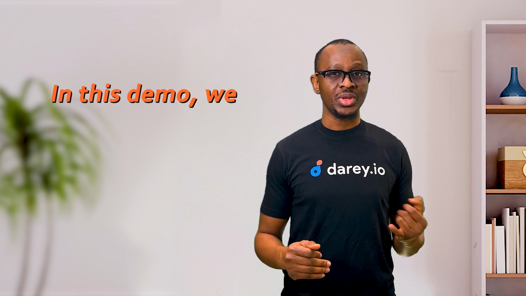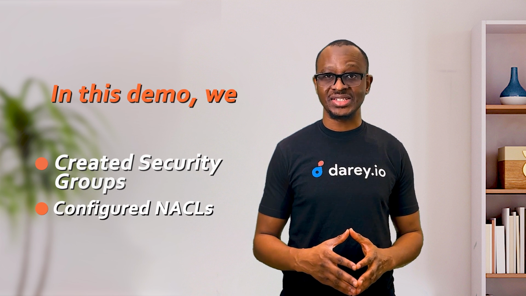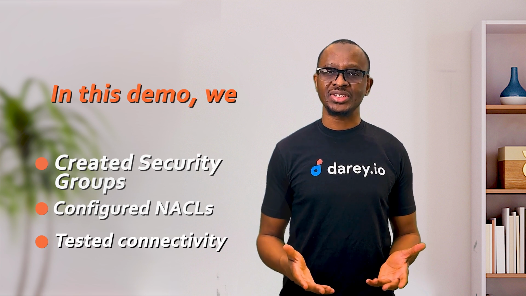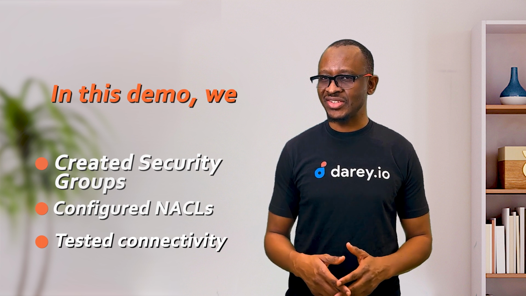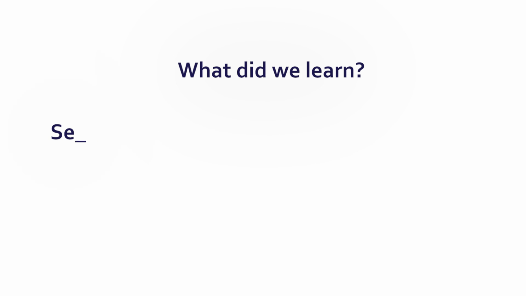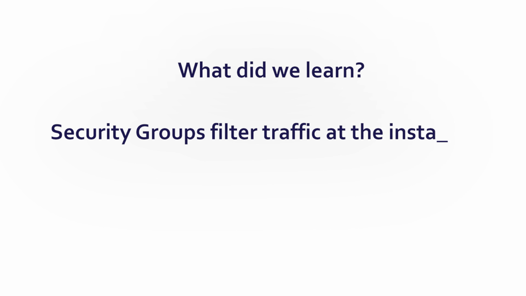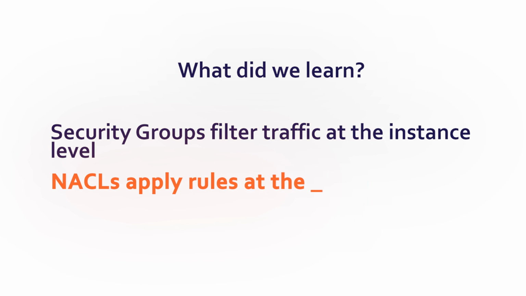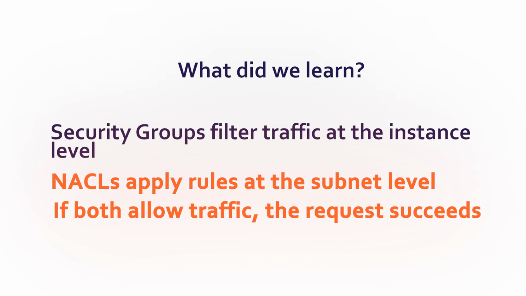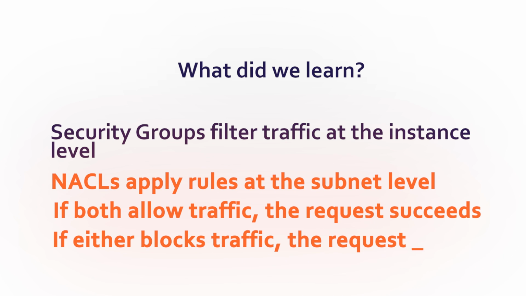In this demo, we created security groups for a web server, configured NACLs to restrict subnet-level traffic, and tested connectivity to see how security groups and NACLs interact. What did we learn? Security groups filter traffic at the instance level. NACLs apply rules at the subnet level. If both allow traffic, the request succeeds. If either blocks traffic, the request is denied. This setup follows AWS best practices, ensuring a layered approach to security.